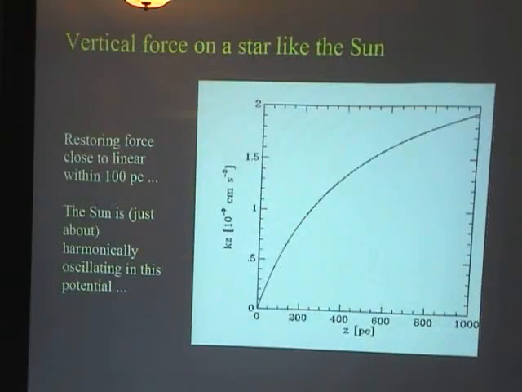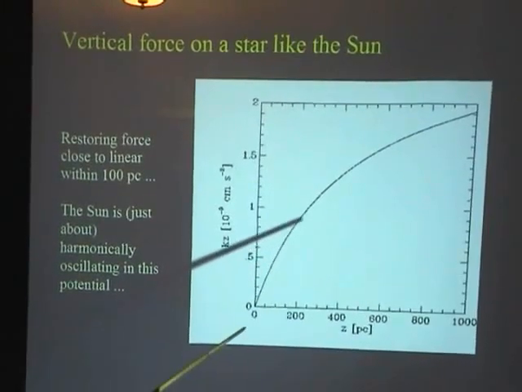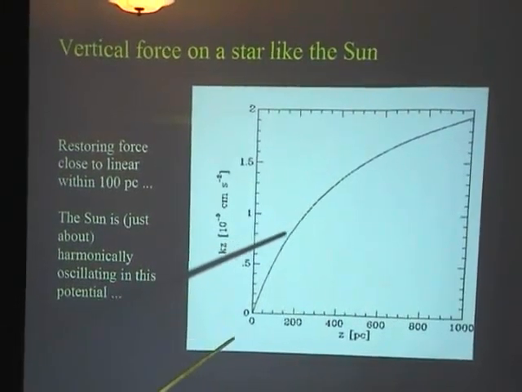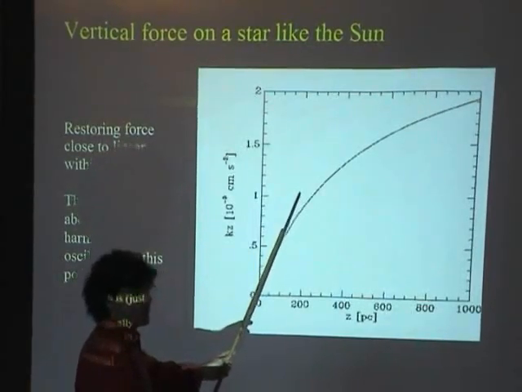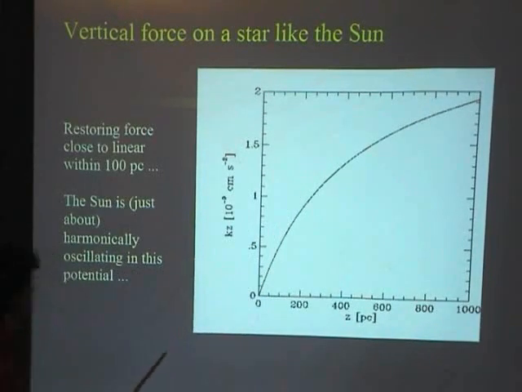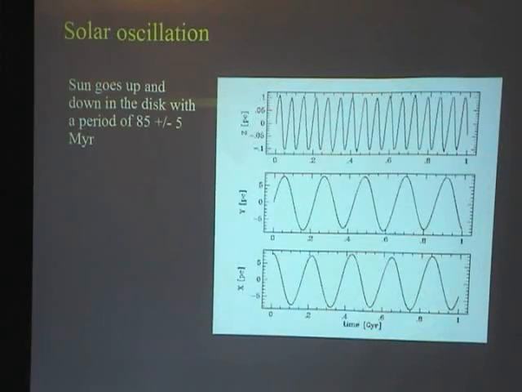Okay, so now that you've got a model for the matter distribution, you can calculate the acceleration of the star. So in 3,000 light years going up, this is the acceleration that a star will feel as it's going up in this matter distribution. In fact, within about 100 parsecs, it's pretty close to linear. So any star moving in this potential will be pretty much executing simple harmonic oscillation. And this turns out to be what the sun is doing. So the sun in this potential will be going up and down with a period of about 85 million years. You can see that here.